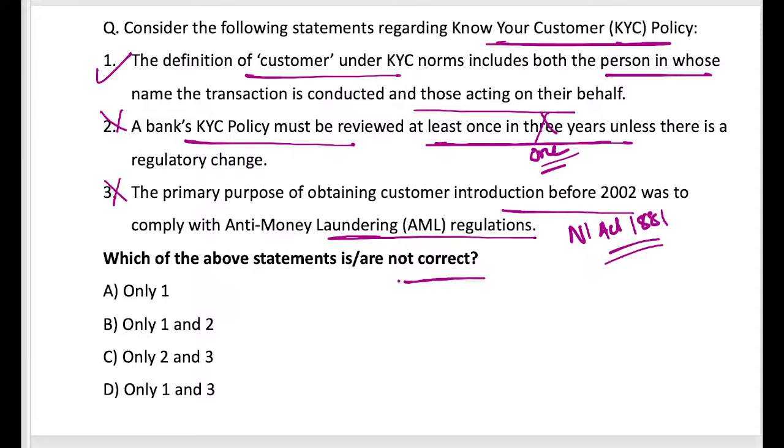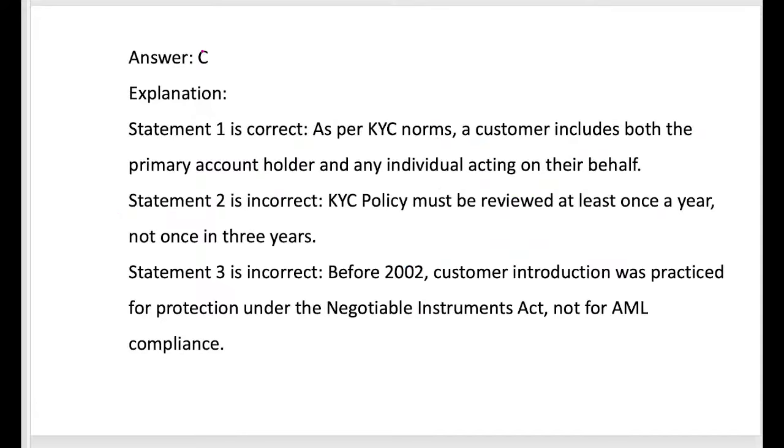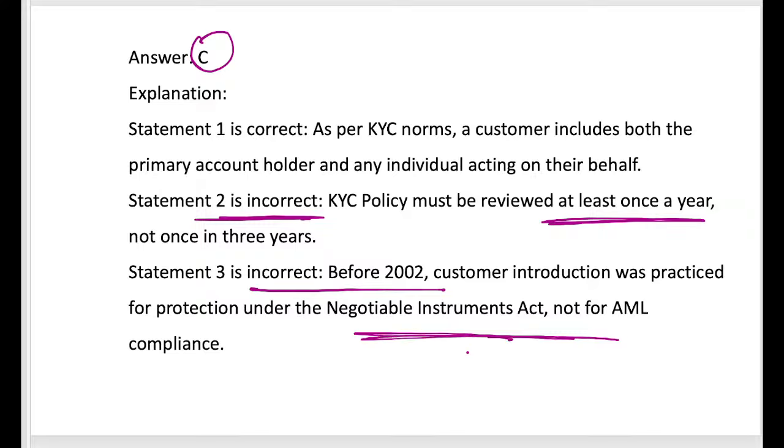So we have to find the incorrect statement. Incorrect statement means option C will be the right answer for this one. Okay, many people went wrong here, so please do take care about this one. First of all, you have to find the incorrect statement, and these two statements are incorrect. Mark the correct answer for this one. So the second statement is incorrect, it must be reviewed at least once in a year. The third statement, which again is before 2002, these things were handled through the Negotiable Instruments Act, not this.